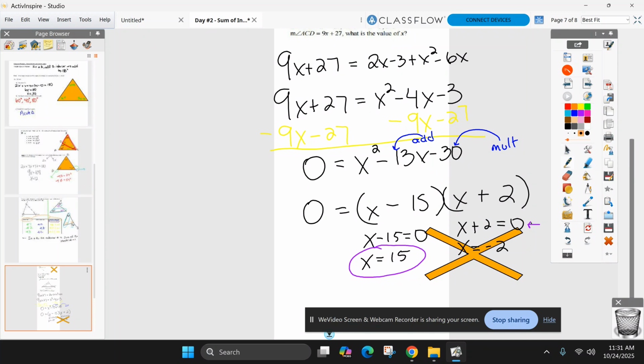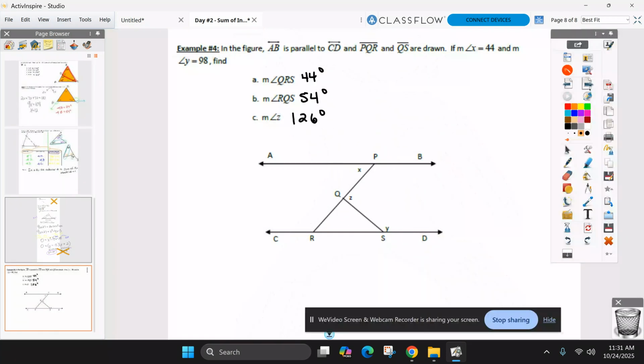Would you also have to write out the angles? Oh wait, no. Nope, I wasn't finding the angles. They just asked me to solve for x. Anything else? Okay, you are getting back into your groups right now.